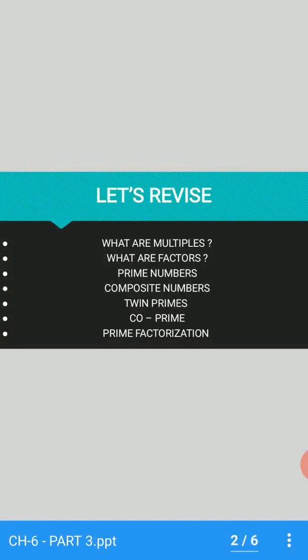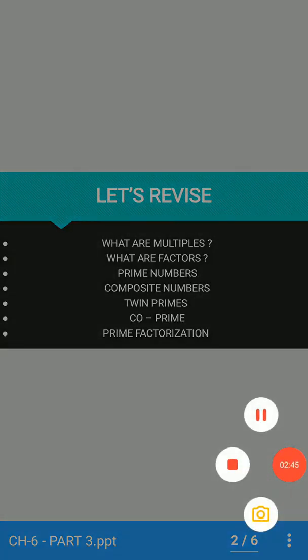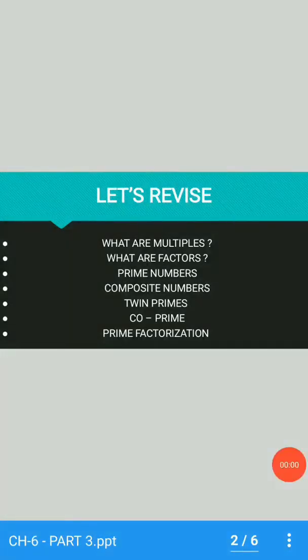A number greater than 1 which has more than 2 factors is called a composite number. For example, 4. Is 4 a composite number? Yes, because the factors of 4 are 1, 2 and 4. How many factors is it having? 3. That means it is having more than 2 factors, so it is called a composite number. Clear? Now we will discuss twin prime numbers.